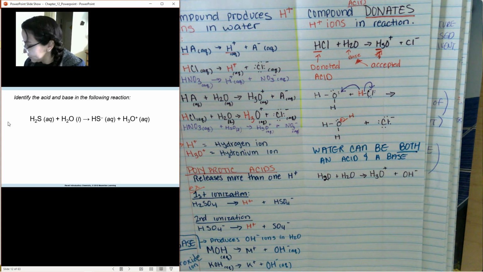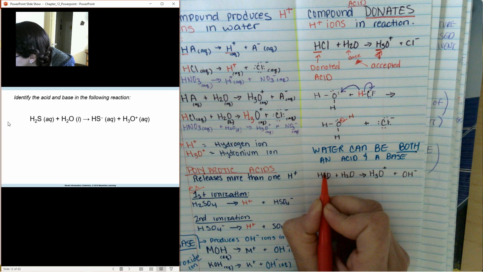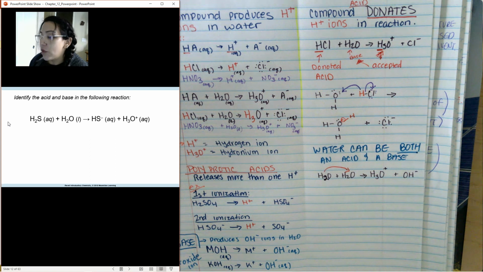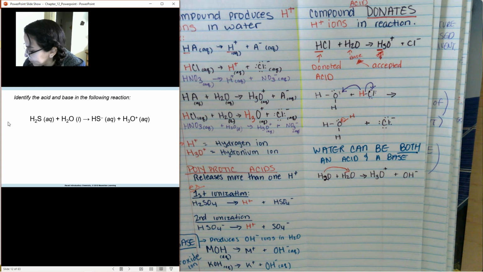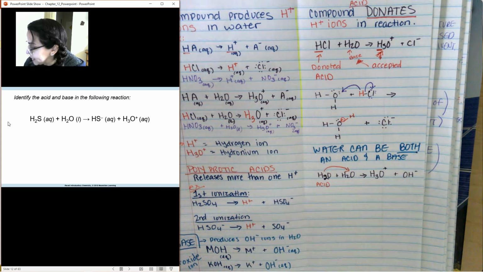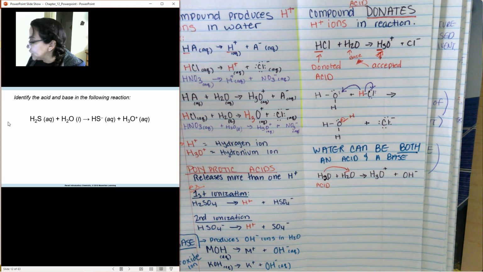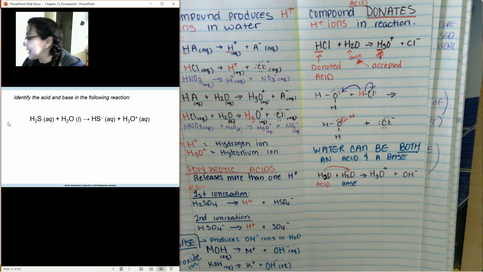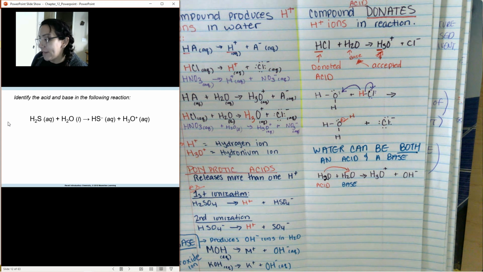Quite simple, right? One of these hydrogens from that water went to the other water, creating H3O. So now we had an acid here because it donated that hydrogen, and a base here because it accepted that hydrogen.